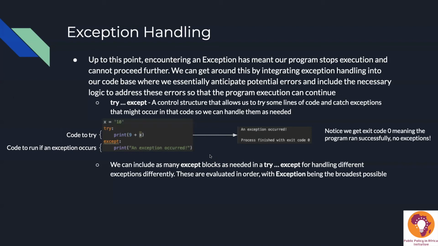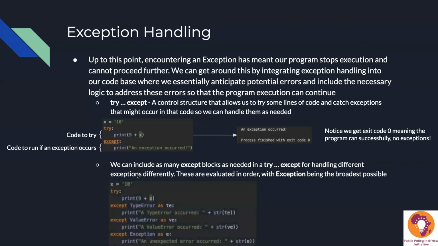So we can include as many except blocks as needed in a try except for handling different exceptions in different ways. These are evaluated in order, with Exception, with a capital E here, being the broadest possible exception that can be produced. Every exception is basically a subtype of the broad Exception class.